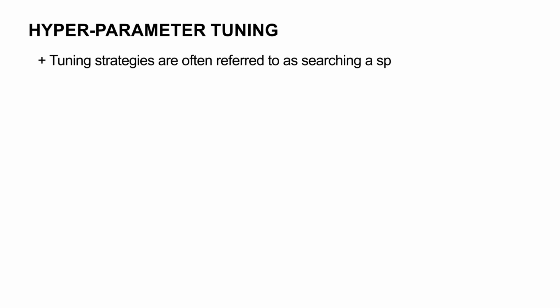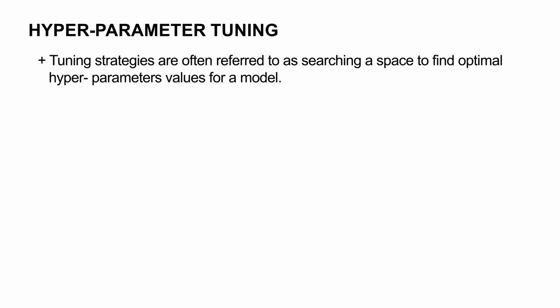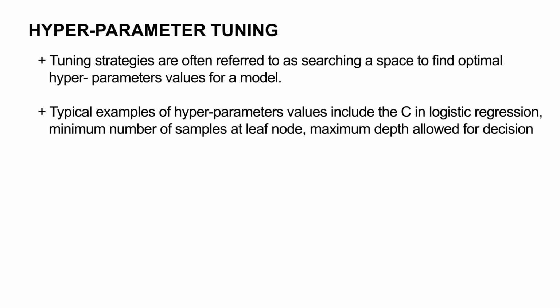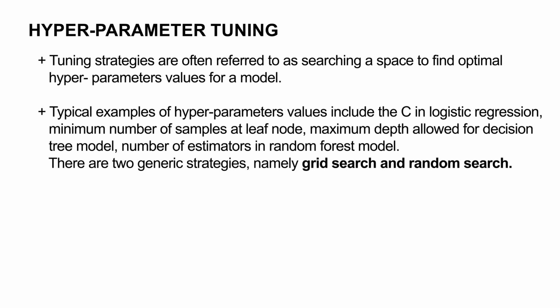Hyperparameter tuning. Tuning strategies are often referred to as searching a space to find optimal hyperparameter values for a model. Typical examples of hyperparameter values include the C in logistic regression, the minimum number of samples at a leaf node, the maximum depth allowed for a decision tree model, and the number of estimators in a random forest model. There are 2 generic strategies, namely grid search and random search.